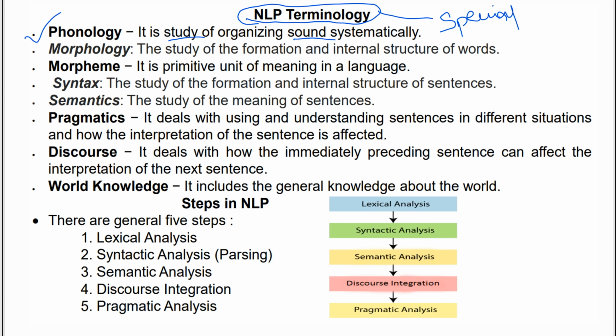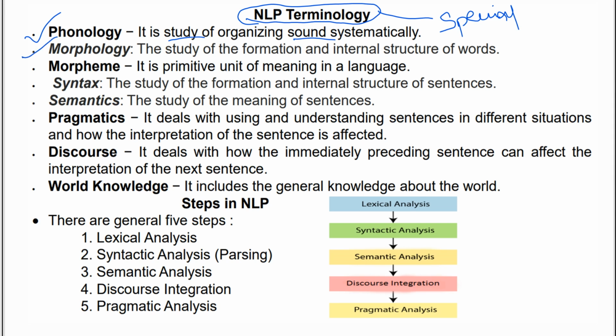Just consider a simple example, America and Britain. The American accent is different and the British accent is different. So how they pronounce sounds, the frequency of their words, the study of that is called phonology.